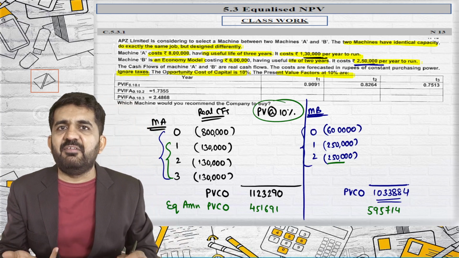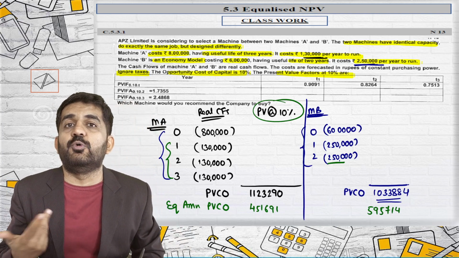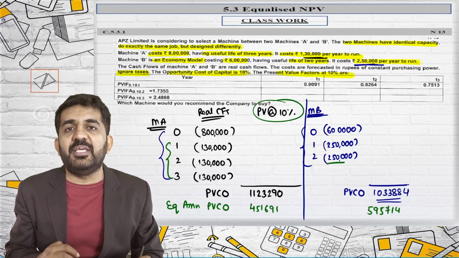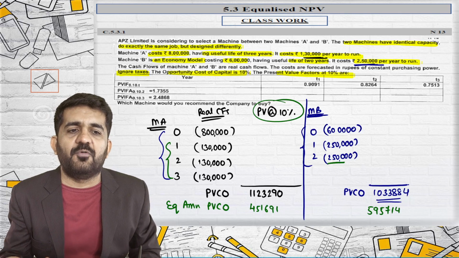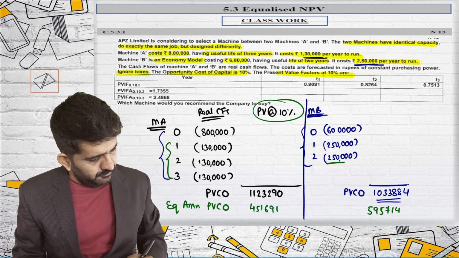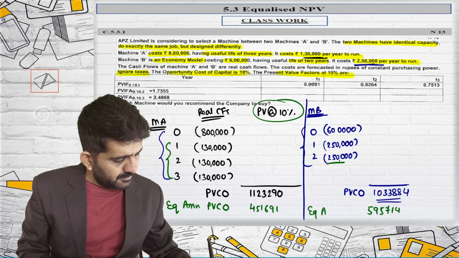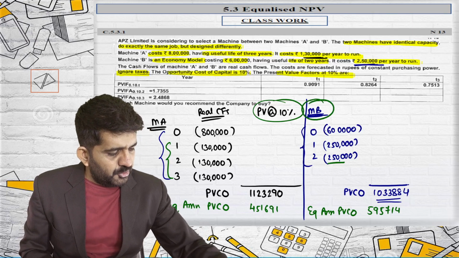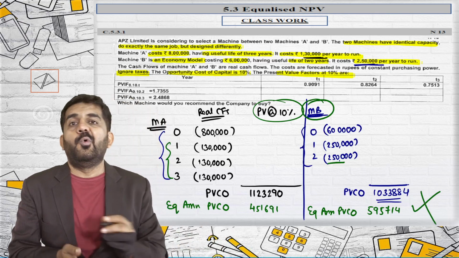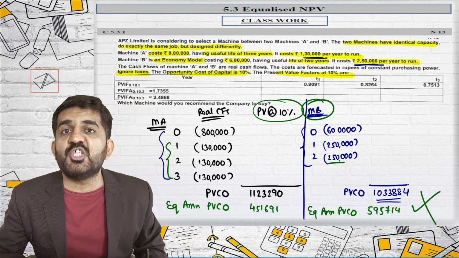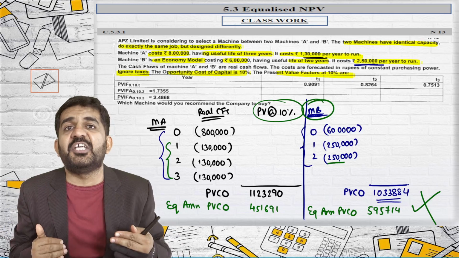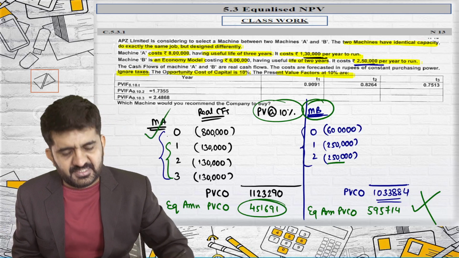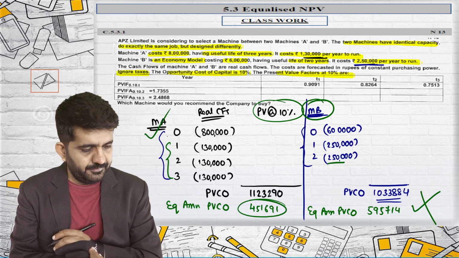If it was NPV, it would be equalized annual NPV. If it is only present value of cash outflow, it will be equalized annual present value of cash outflow. Which machine should I select? Machine B? No. This is only cash outflow. For cash outflow, lower is better. Which is lower? Project A. I will be selecting project A.